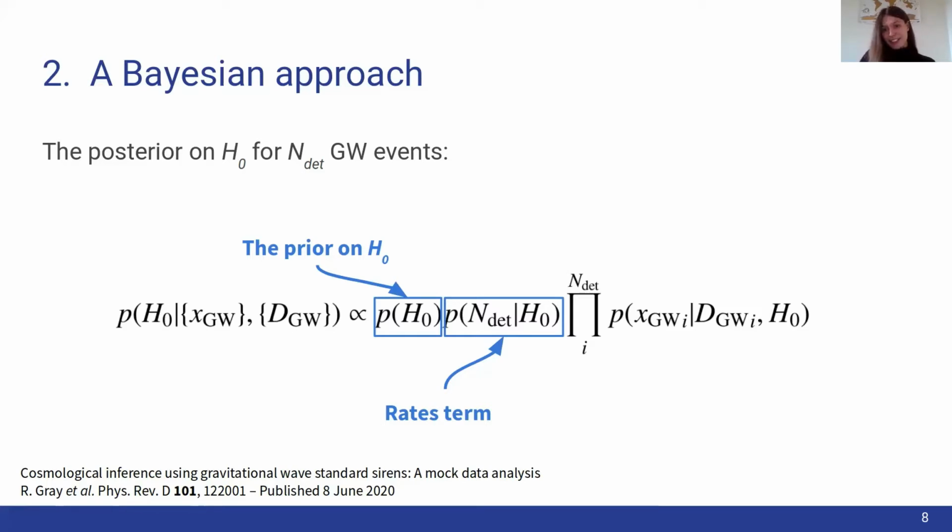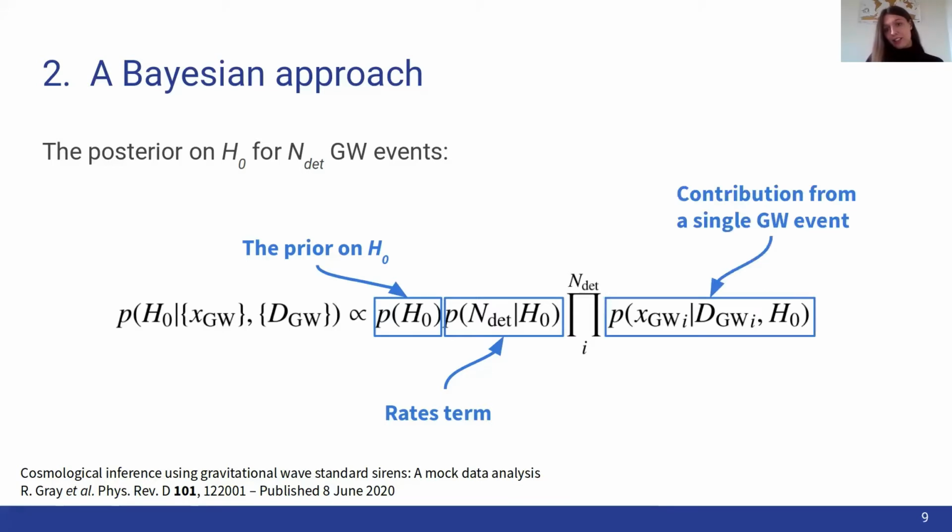Instead, I will be focusing on the final term here, which is the contribution from a single gravitational wave event. And you can see that when you have multiple gravitational wave events, you multiply them together, and that is how you build up your constraint on the Hubble constant. And the real power of this method is when you have multiple events.